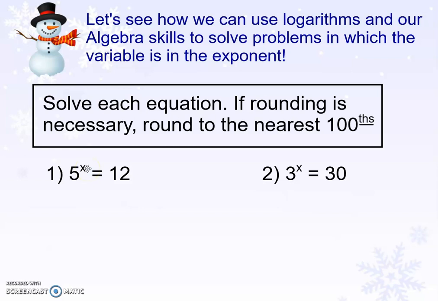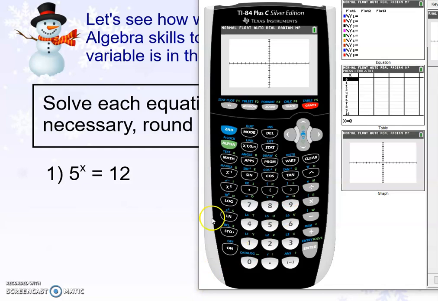But here's what I'm going to do. Anytime your variable is trapped in an exponent, it is a prime candidate to introduce logarithms. In this particular case, if we look at our calculator, there are two logarithm buttons. There's just log, which you may recall is the common logarithm, a log whose base is 10. And then there's the ln button, which is the natural logarithm. The base of this is the irrational number called e.